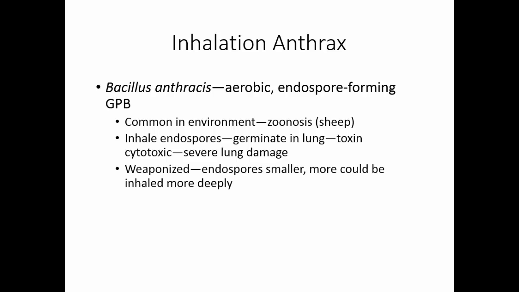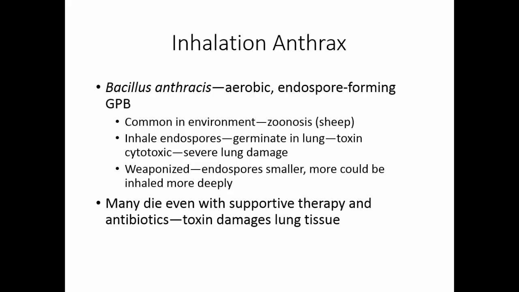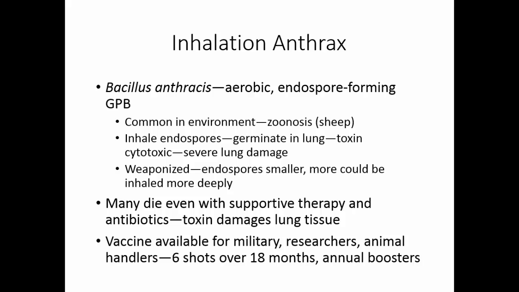About 10 years ago, anthrax was weaponized. What they did was they genetically engineered the organism to make smaller endospores. This would mean that more endospores would be inhaled more deeply into the lungs so that there would be a bigger dose and more damage done to the lungs. Many die with anthrax, even with supportive therapy and antibiotics, because the toxin damages the lung tissue and the lung tissue can't repair fast enough. They literally run out of enough gas exchanging tissue. A vaccine is available for the military. Researchers may also use it, as can animal handlers. It's 6 shots over 18 months with annual boosters.